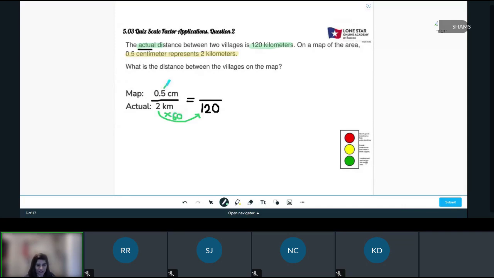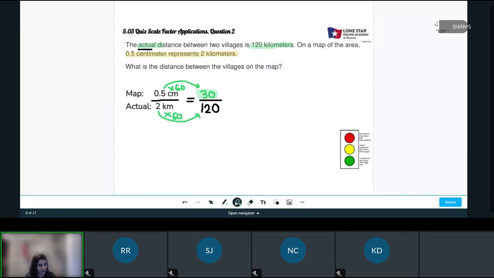And I'm going to also do the same operation over here to figure out the missing value. I'm going to do 0.5 times 60. 0.5 means half, so 0.5 times 60 means to find half of 60. And half of 60 is going to be 30. So my answer is going to be 30. What is the distance between the villages on the map? The distance between the villages on the map is going to be 30 centimeters.